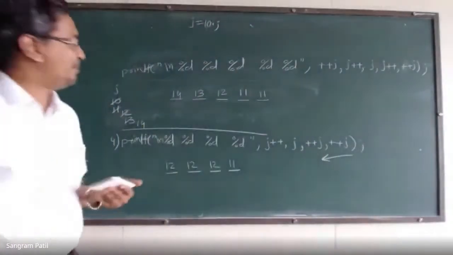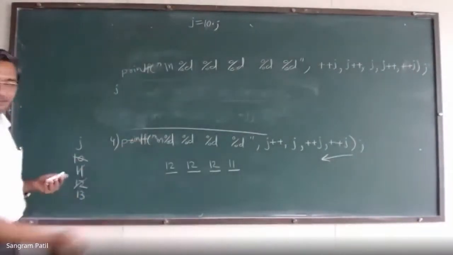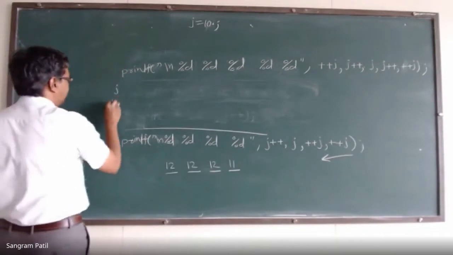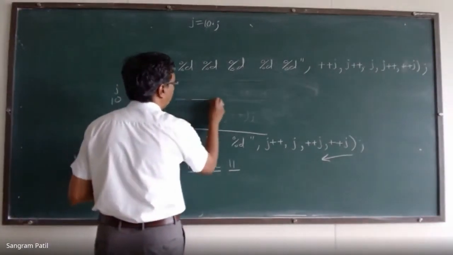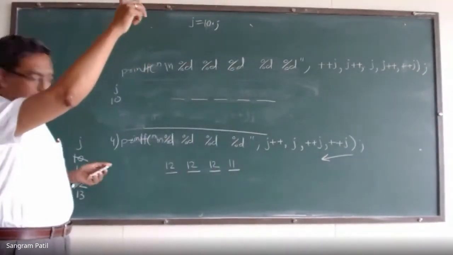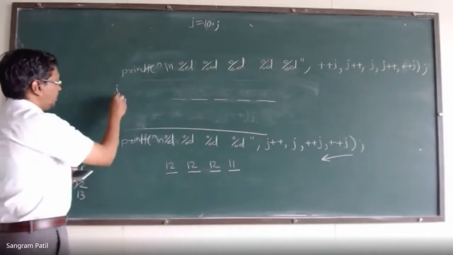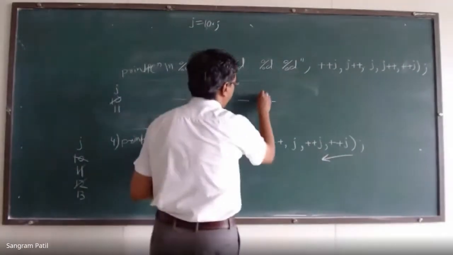So how 13? Okay, I will explain one more time. No problem. j is 10. We want to print 5 numbers, 1, 2, 3, 4, 5. What is the last one? Plus plus j. So this will increment it by 1, 11. So it will print 11 only.